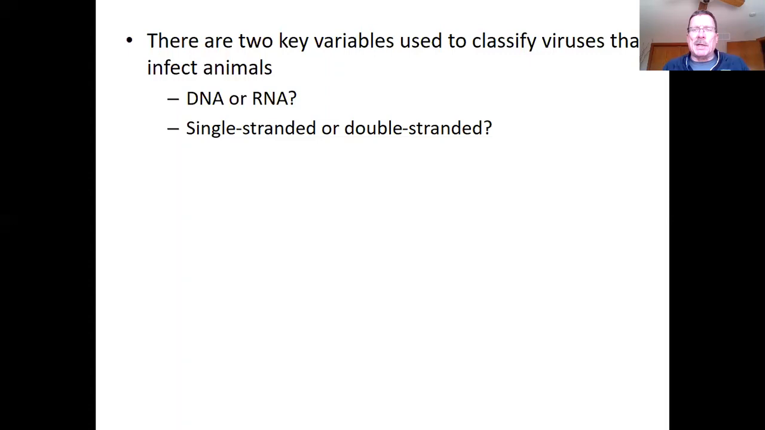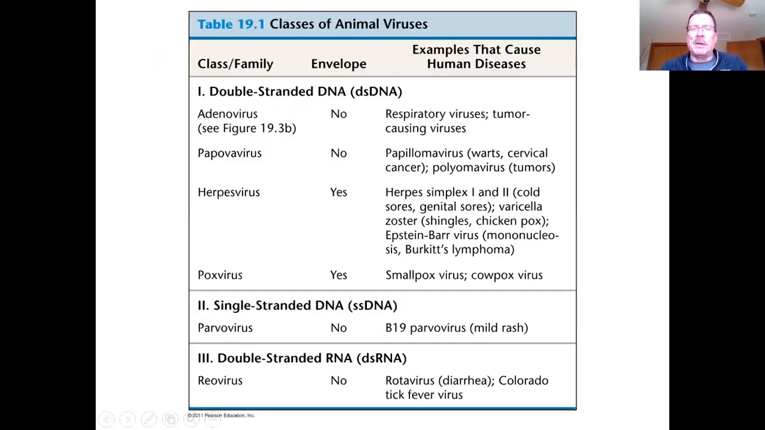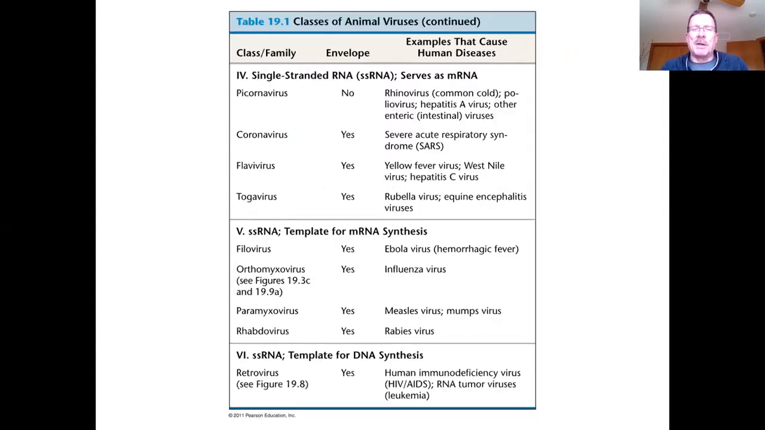Animals are different because, as we ended with yesterday, you're looking at two key variables about infection with animal viruses. One, of course, is DNA or RNA. Second is single-stranded or double-stranded. So a couple of charts that I have here from your book, and you can look at them also, and you can see here that you have some double-stranded DNA, some single-stranded DNA, some double-stranded RNA, some single-stranded RNA, etc. And then the retroviruses at the bottom.